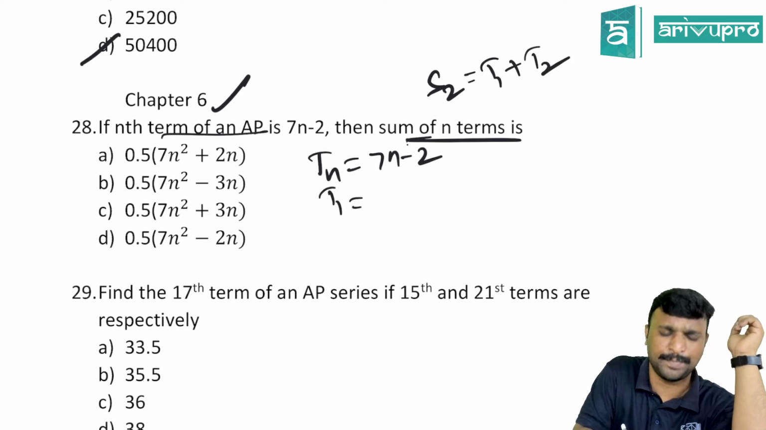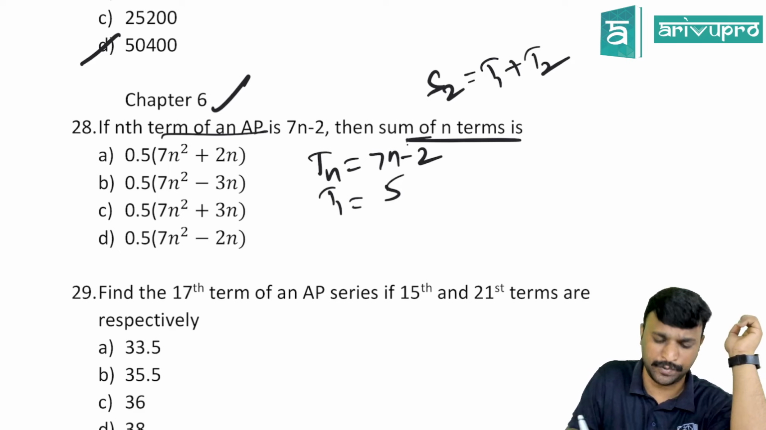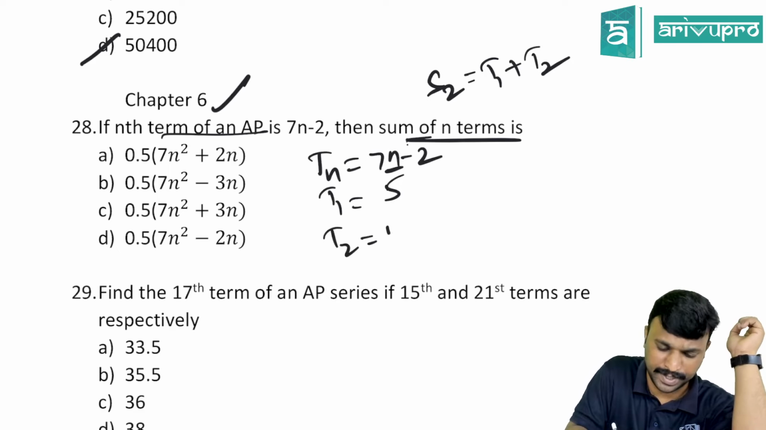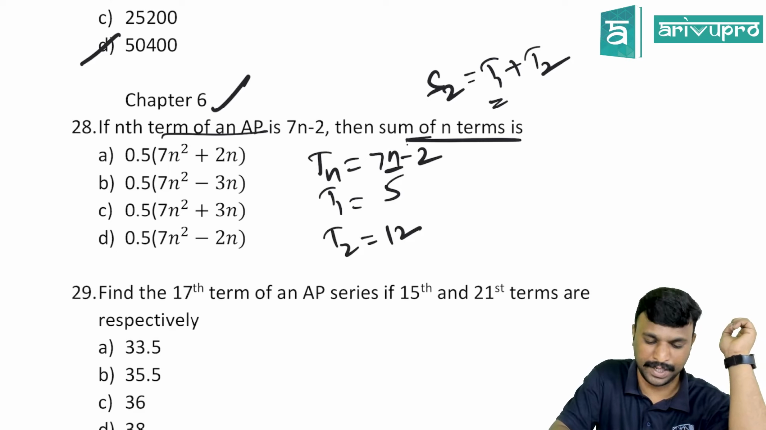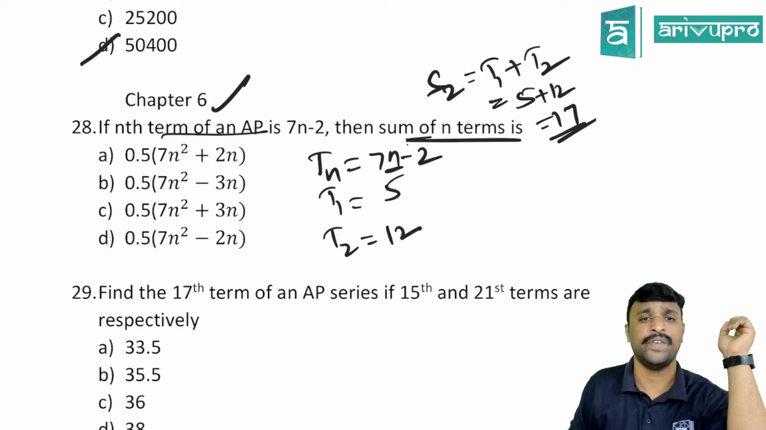So what is T1, guys? Plug in n is equal to 1 in Tn. You get 5, because 7 ones are 7, and 7 minus 2 is 5. What is T2? Plug in n is equal to 2. 7 twos are 14, and 14 minus 2 is 12. Guys, what is T1 plus T2? T1 is 5, T2 is 12. Therefore, S2 is 17. Whichever option gives you 17 is the right answer.